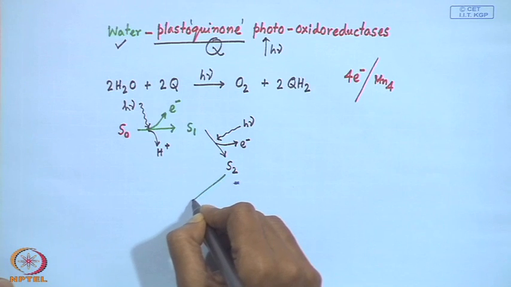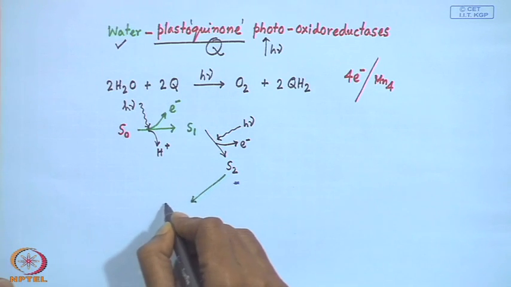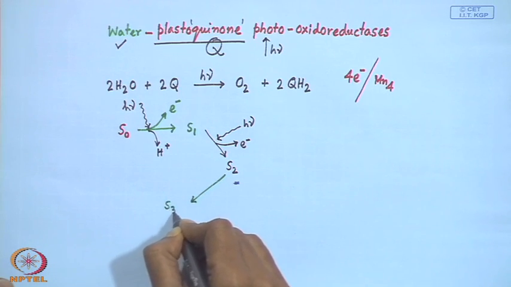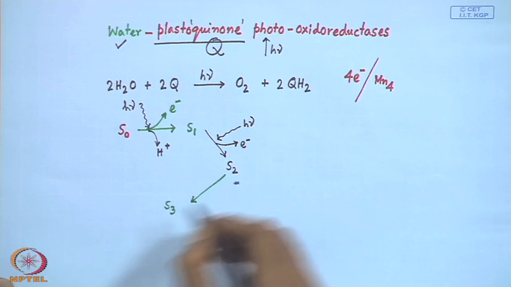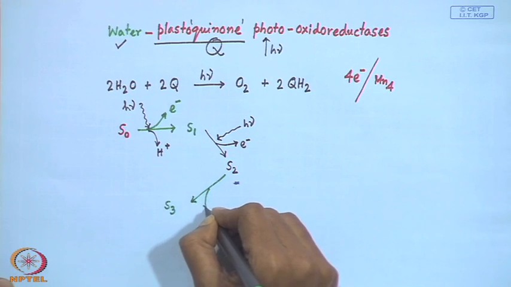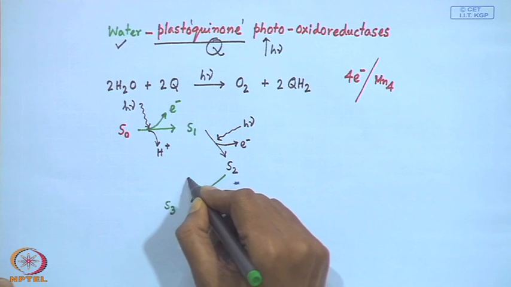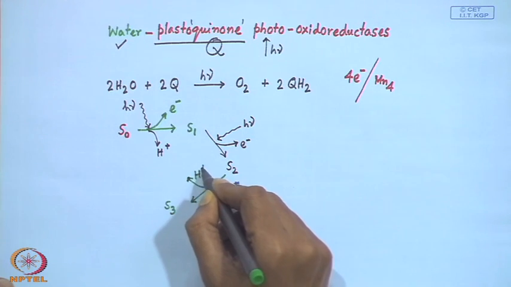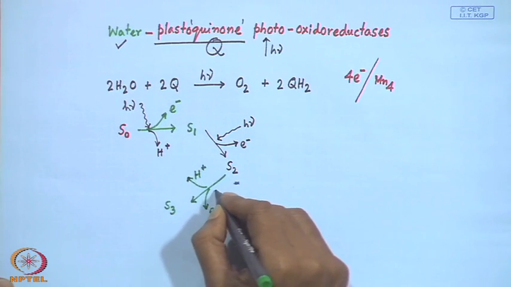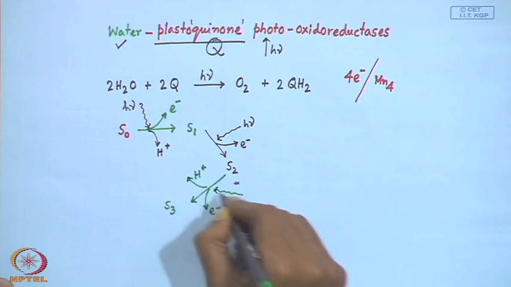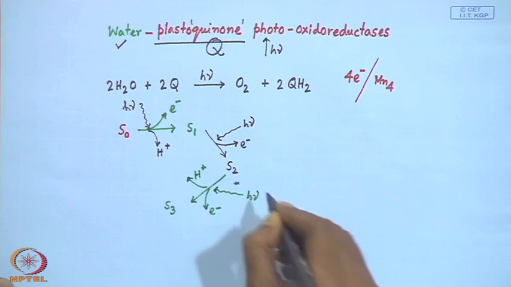Then we have the S3 step, again one more electron loss and one more proton loss, and it is also H nu.